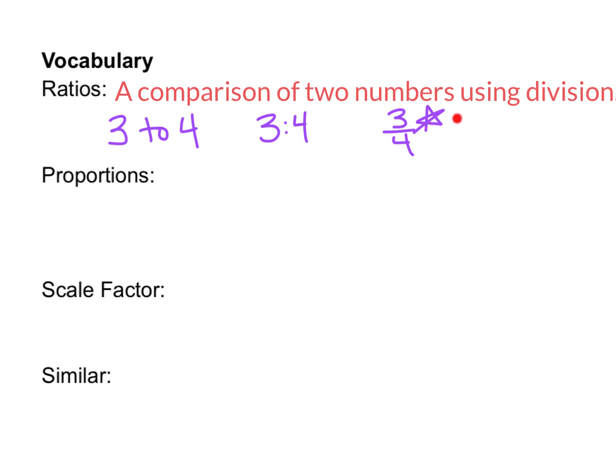This is starred because this is the way that we can use the numbers mathematically. So though we can reference and compare things using the word "to" and the colon, this is the form it needs to be in to actually use it mathematically.